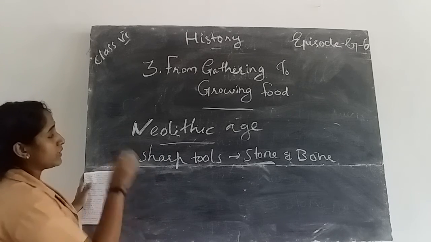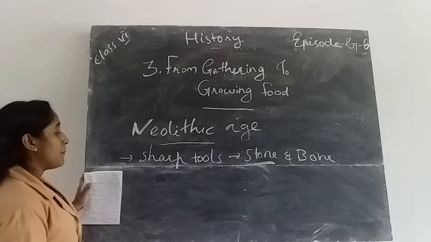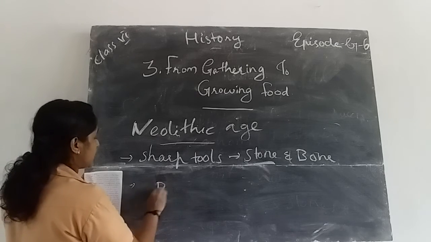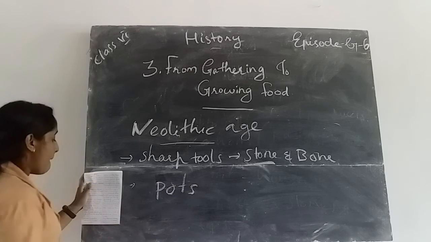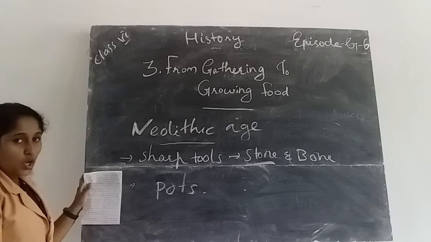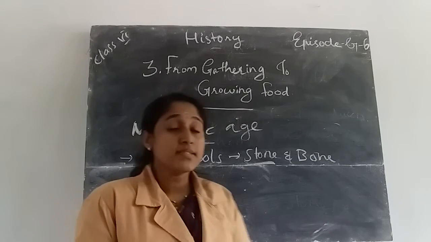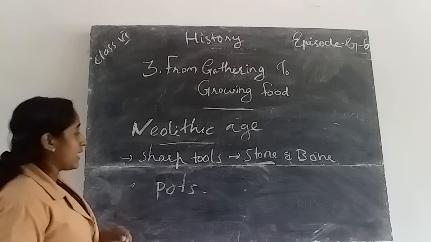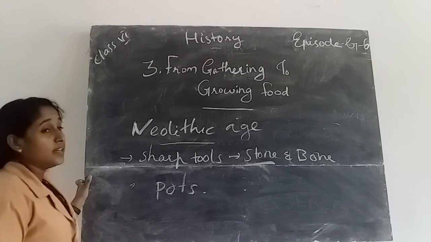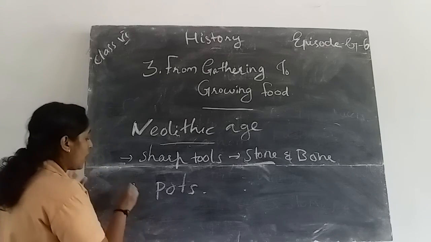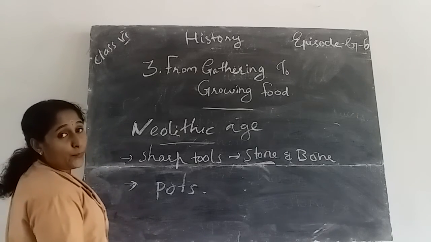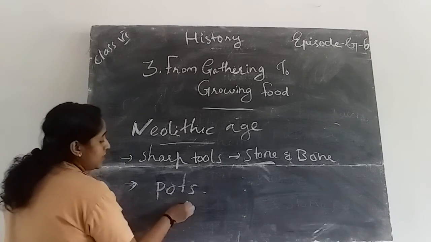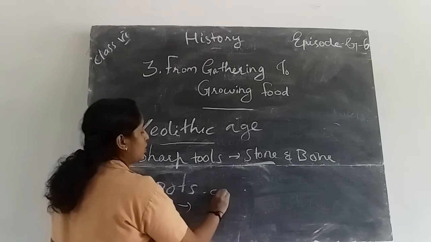In the Neolithic age, people started making pots. They started making pots for cooking and to store their seeds. Right. In the Neolithic age, the early people started making pots. For what? For cooking.